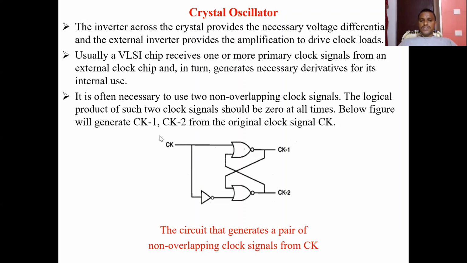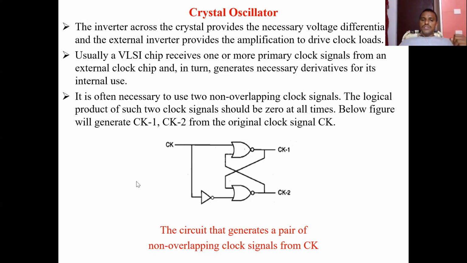The original clock signal is CK, but consider non-overlapping: what do overlapping signals mean? If they overlap, we don't get any separate signal there. We'll get only a single signal, that is a single clock signal. But here this clock signal is divided into two parts: one is clock 1 and the other is clock 2. This circuit is used to generate a pair of non-overlapping clock signals. If overlap is done, we'll get the 0 clock at all times.